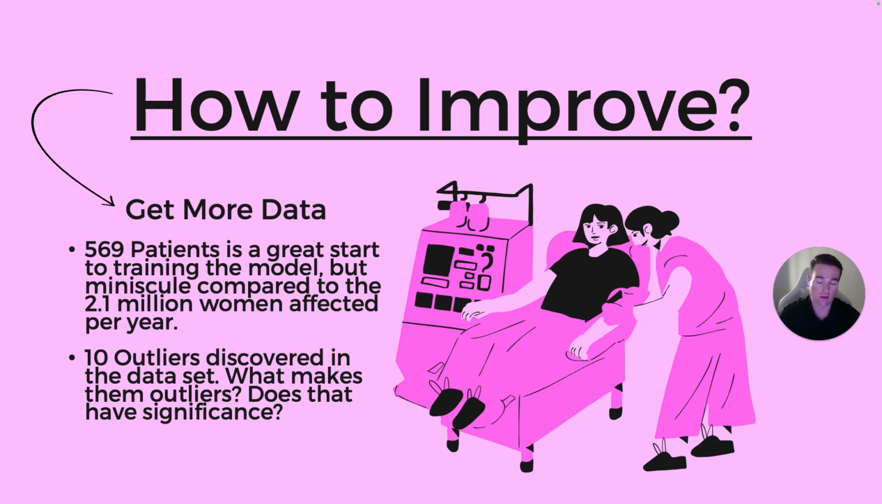Additionally, we had 10 outliers that were discovered in this data set. So why? What makes them outliers? Does that have significance? That's something to keep in mind. And as more data comes in, if we see more outliers, then we can continue to use the model to assess whether the fact that they're an outlier has any determination on their diagnosis.